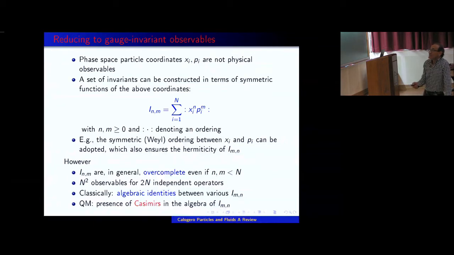This overcompleteness arises classically in the fact that there are identities between these quantities, and quantum mechanically to the fact that there are Casimirs in the algebras of these I's. That means there are combinations of these I's that commute with all the I's, and therefore they can be put equal to constants, which is classically the statement that this corresponding combination is 0 or has some other value.